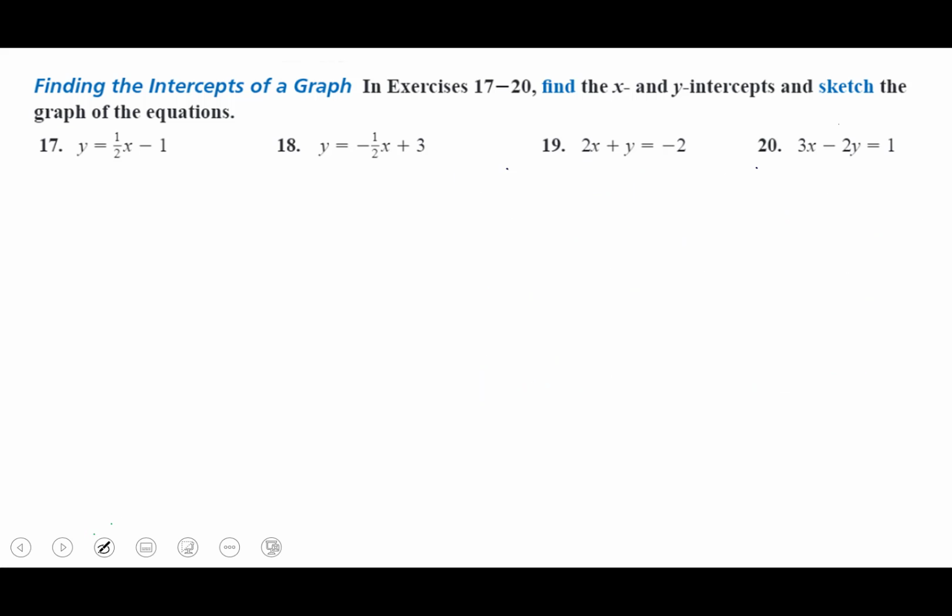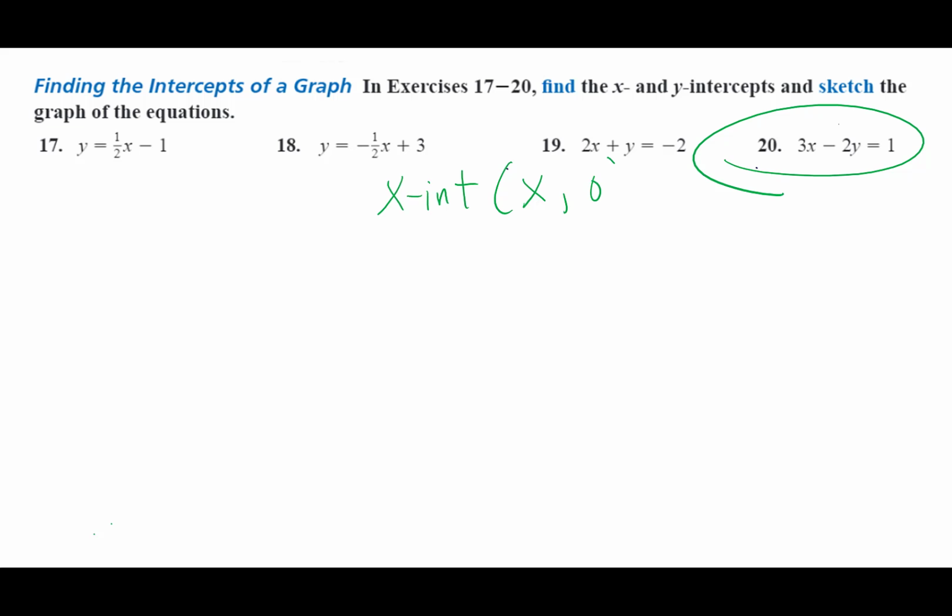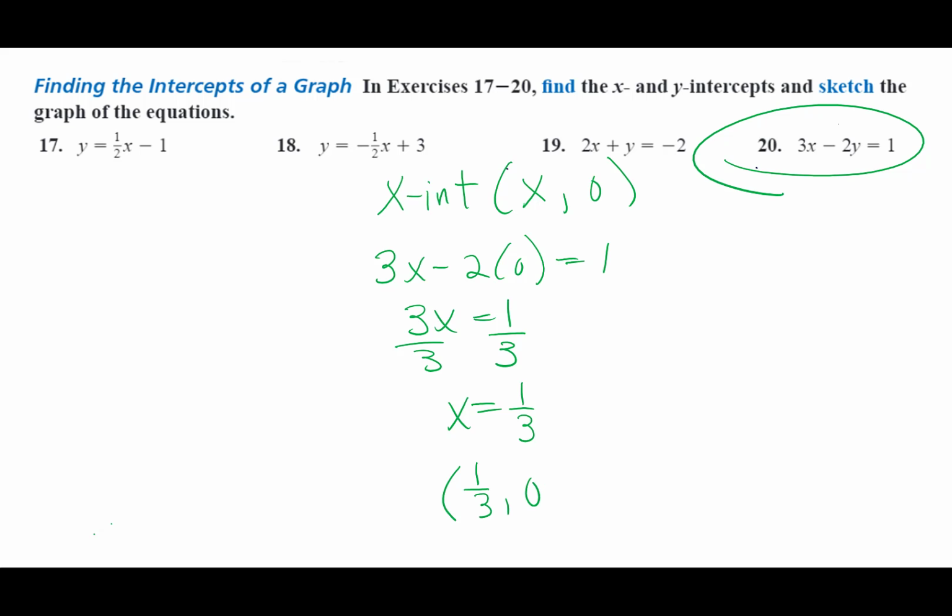And let me show you one more example. We're going to find the y and x intercepts for number 20, which is 3x minus 2y equals 1. Okay, review this with me. The x-intercept is in what format? It's always x, 0. So we'll substitute 0 for the y. 3x minus 2 times 0 equals 1. That simplifies to 3x equals 1. Divide both sides by 3, and x equals 1/3. But your answer has to be an ordered pair, so your answer is 1/3, 0.